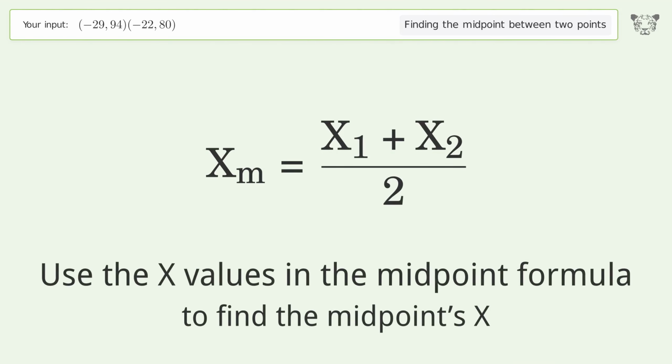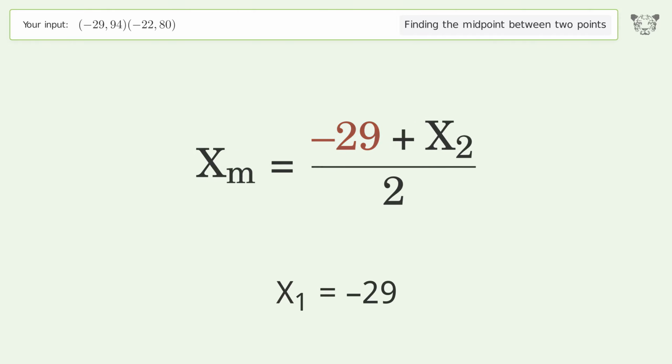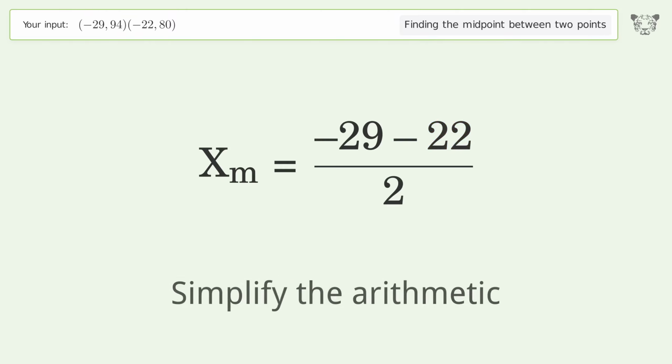Use the x values in the midpoint formula to find the midpoint's x. x1 equals negative 29. x2 equals negative 22. Simplify the arithmetic.